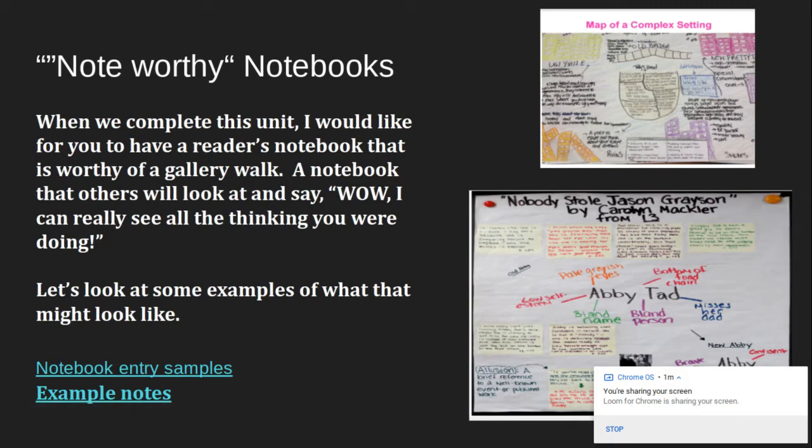So what we want to do is create what we call noteworthy notebooks. Sometimes your entries will be online, like we've been submitting them to you the last couple of weeks, and they'll be stored in your reading folder in your drive. Sometimes they'll be on your hard copy in your composition notebook that you purchased. Either way, we want it to be noteworthy. So when we complete this unit, we'd like for you to have a reader's notebook that is worthy of a gallery log, a notebook that others will look at and say, wow, I can really see all the thinking you were doing. So let's look at some examples of what that might look like.